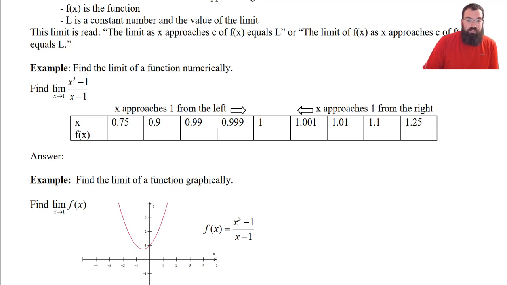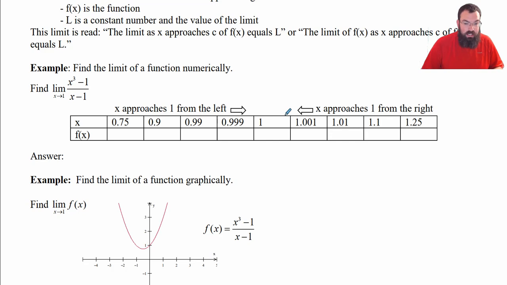So first thing I want to do is find the limit of a function numerically. So here's a limit as x approaches 1 of the function. So let's do it numerically. I'm going to pick values to the left of 1 and pick values to the right of 1. I made a box here, and you can see what's going on. I need to find out where it approaches from both sides. If it approaches the same value on both sides, then that's our limit.